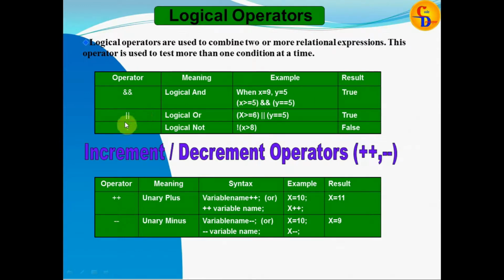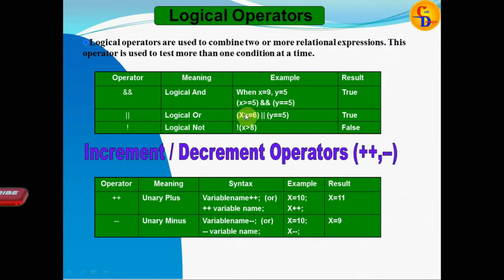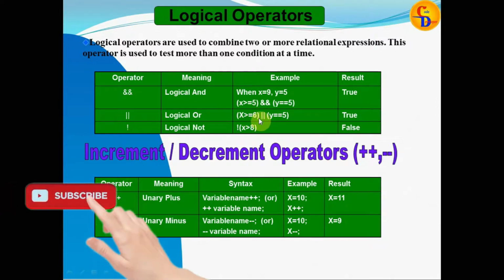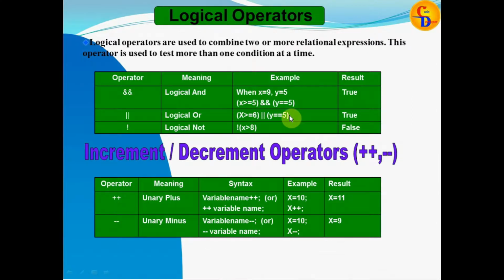Then the second one, logical OR operator. So x greater than or equal to 6. x value 9, so 9 is greater than or equal to 6, and the other condition is also true. If any one condition is true, the result is true. In this example, both conditions are true, so true.